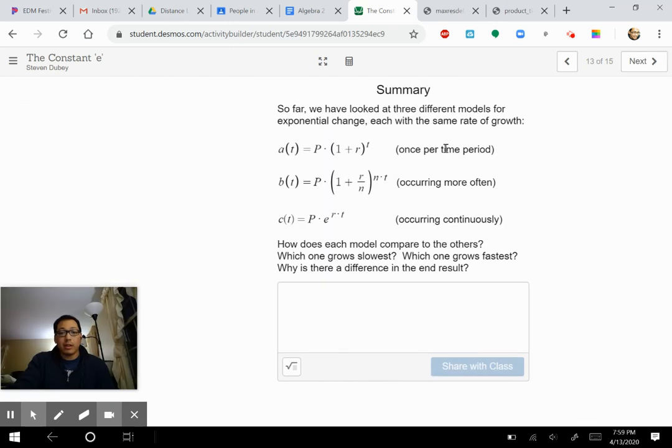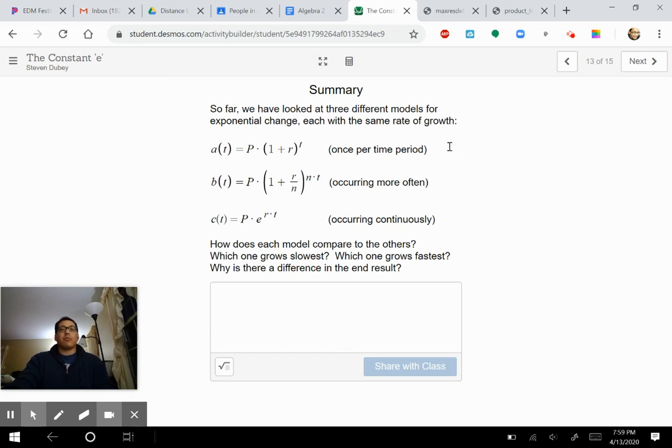Okay, so let's go ahead. In summary, we've looked at 3 different models for exponential change, each with the same rate of growth. We've got our once per time period formula. We've got our n time periods formula happening n times. And we've got our continuous growth formula happening at every instant of time. How do these compare to each other? Which one ends up giving us the slowest value? Which one gives us the largest, the fastest value? Why is there a difference? Think about that for a minute and write down some answer.